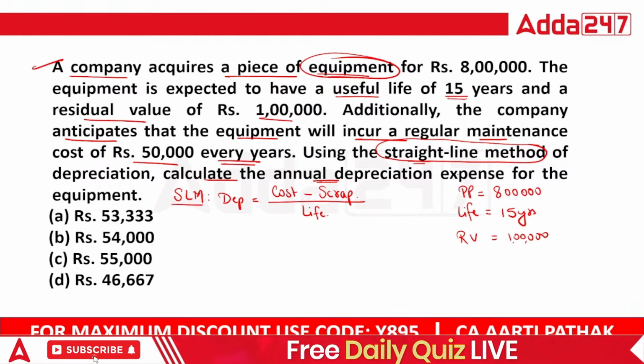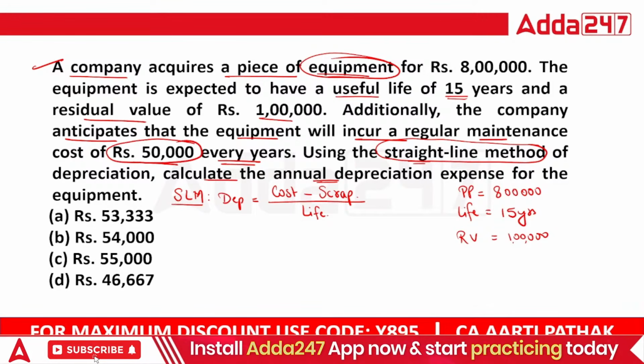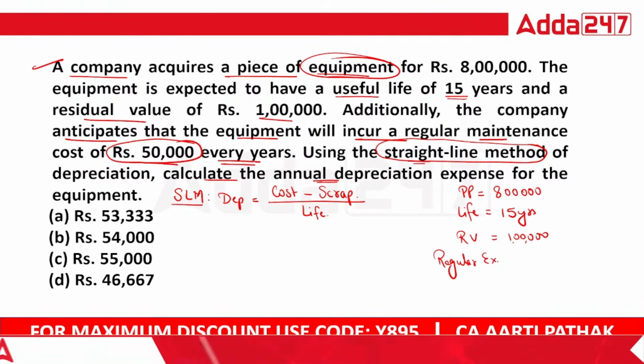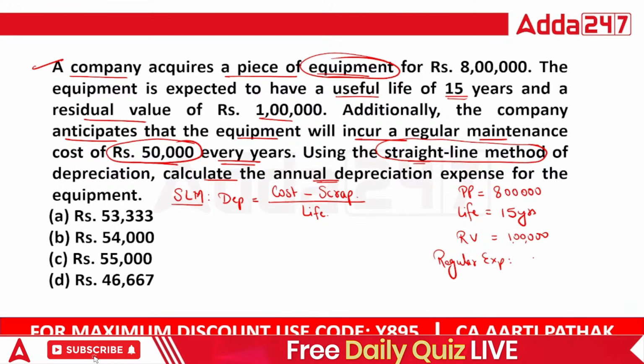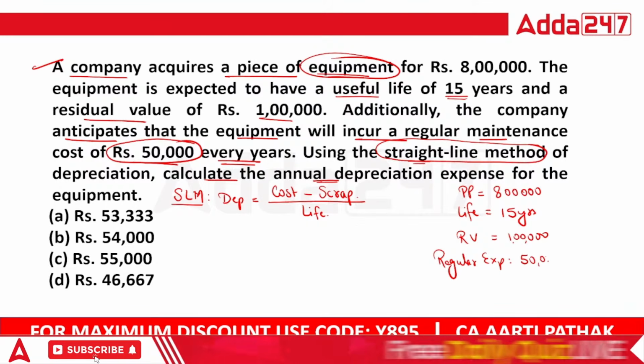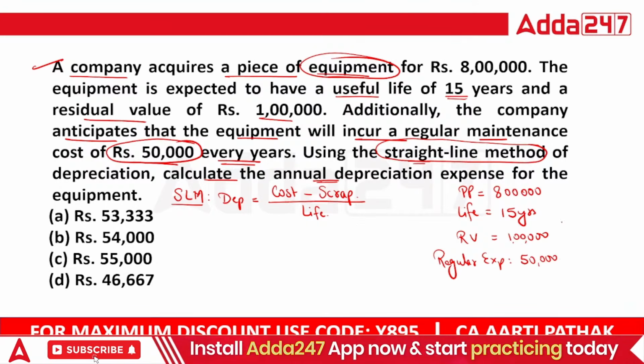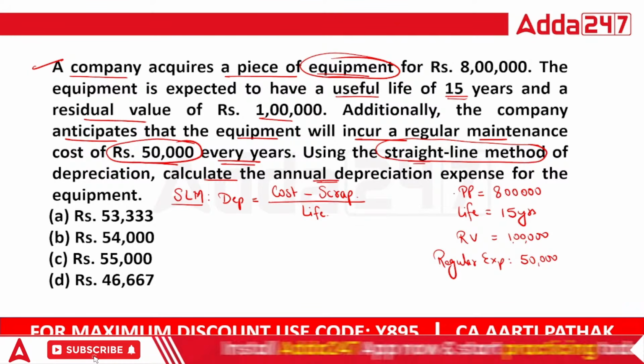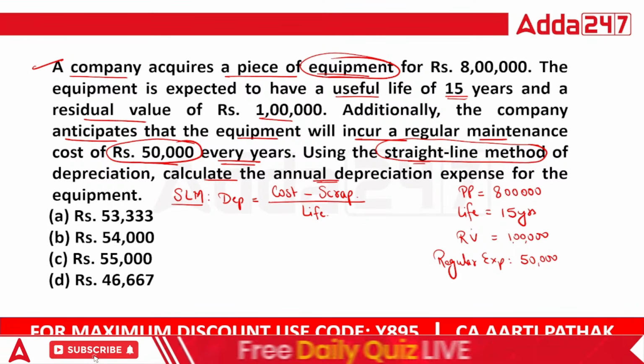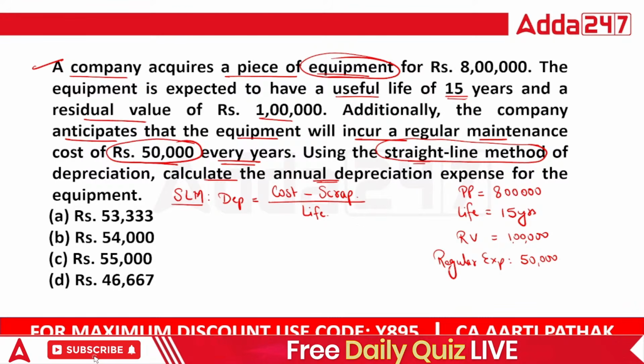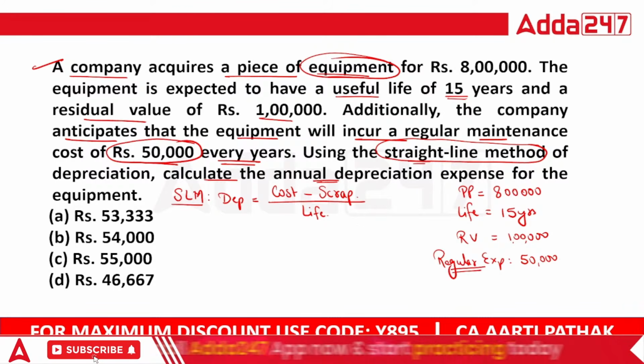And in this question they have given one more additional information, that is about 50,000. This is your regular expense, and to maintain that asset you need to incur 50,000. Yes, so I hope you know what is the meaning of purchase price. Hope you know what is life and residual value. Now let's understand this regular expenses that you need to incur.